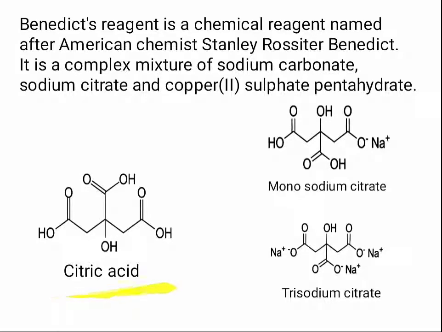This is the structure of citric acid. If you replace one hydrogen, or one proton here, by sodium plus, you will get monosodium citrate. And if you replace three hydrogens, this 1, 2 and 3, then you will get trisodium citrate.